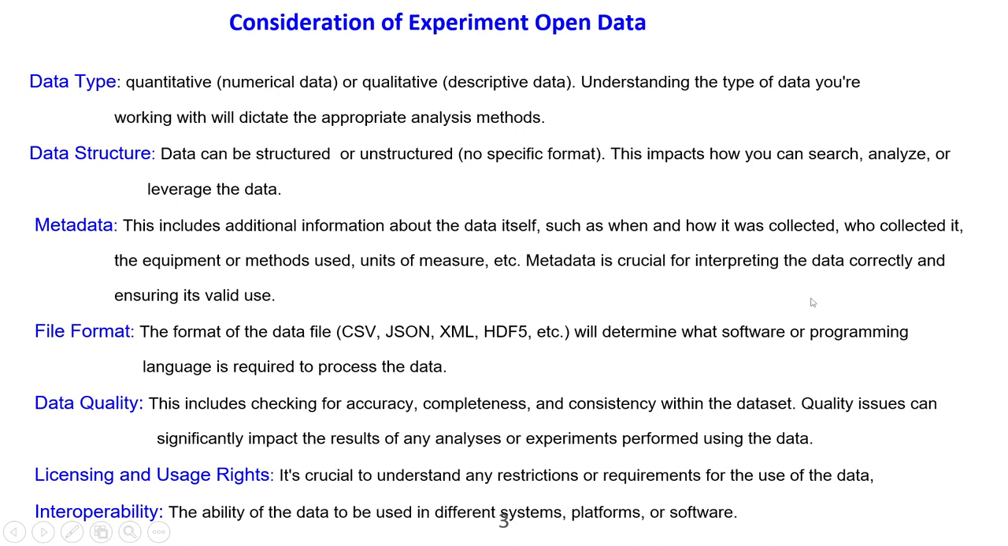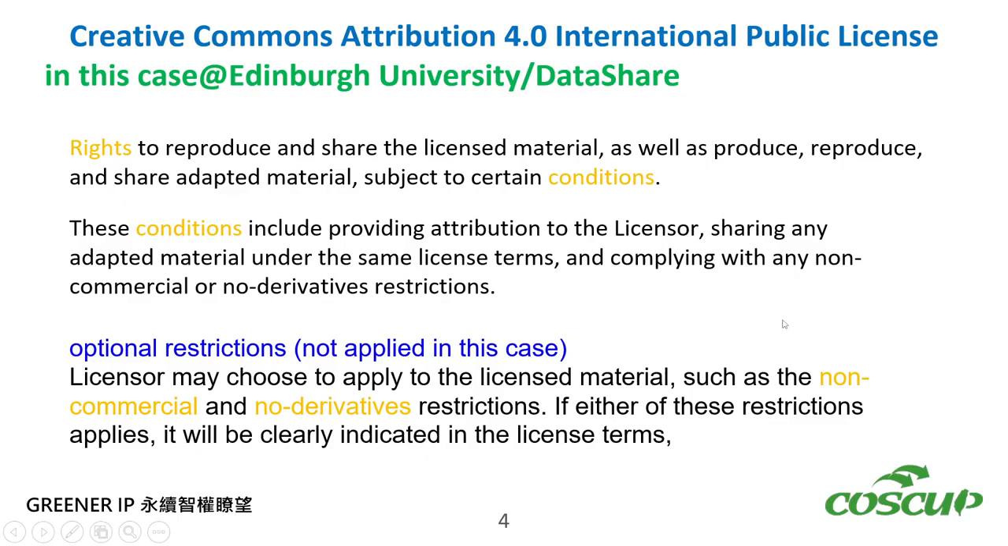There are also file format, data quality, licensing and usage rights, and interoperability. Interoperability is the ability of the data to be used in different systems, platforms, and software. Of course, in this case, there is a licensing agreement to it. It is the typical Creative Commons Attribution 4.0 International Public License, and the rights and conditions are very familiar to us. In some cases, there will be optional restrictions that the licensor might choose to apply to the licensed material, such as the non-commercial and non-derivatives restrictions. But these two restrictions are not applied in this case.